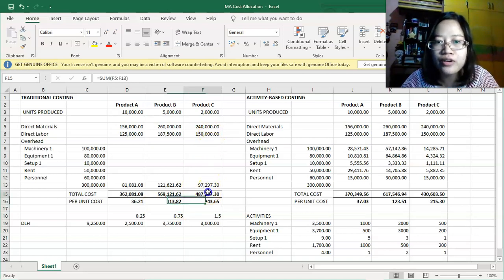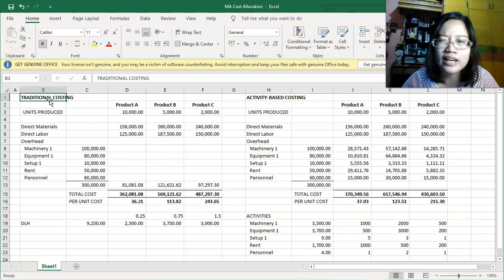Then product C: 487,000 is the total cost divided by the units produced, 2,000. So, 243 pesos and 65 cents. Okay? So, when setting the price, it needs to be higher than this. Okay? But this is under traditional costing. So, again, this is not very reliable compared to activity-based costing.